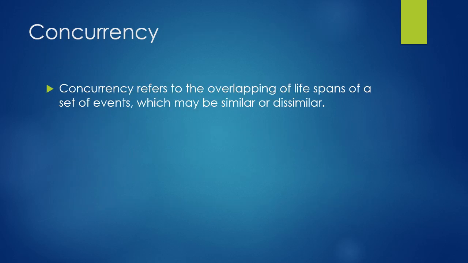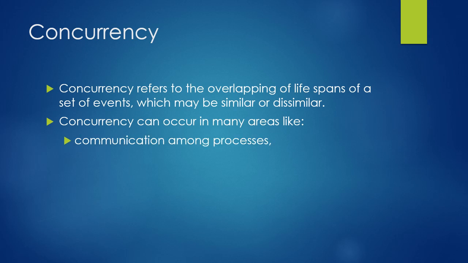So what is concurrency? Concurrency refers to the overlapping of lifespans of a set of events, which may be similar or dissimilar. Concurrency can occur in many areas, like communication among processes. Consider two communicating processes A and B. A has data to send and B is going to receive it. So for successful communication, it is important that A and B send and receive at the same time.